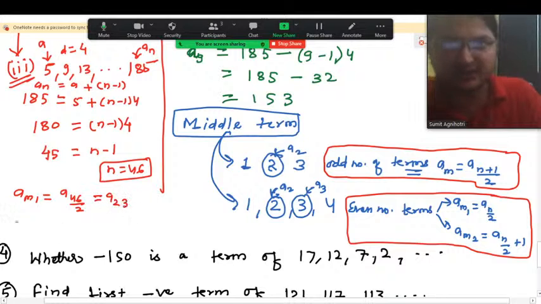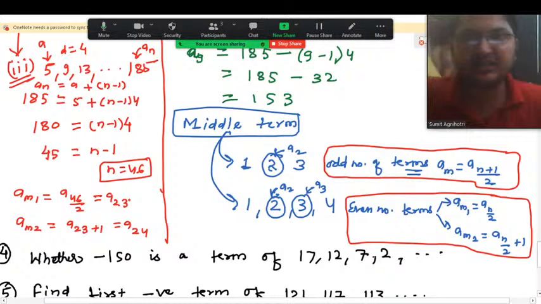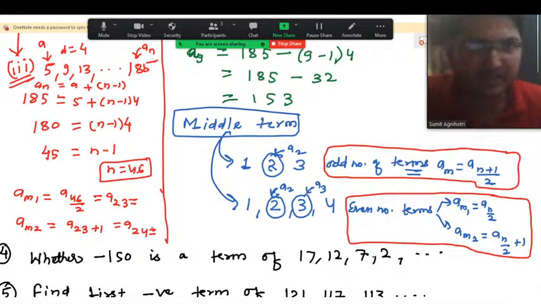Can you find it out? And the second middle term is the 24th term, because I need to add 1 to this. There are two middle terms here in this question. I want an answer from your side. What is the 23rd term and what is the 24th term? Tell me immediately.